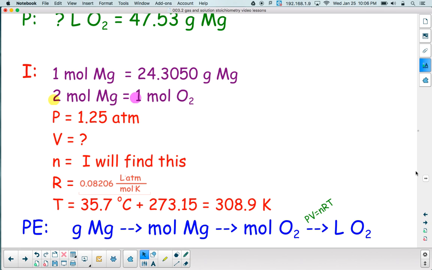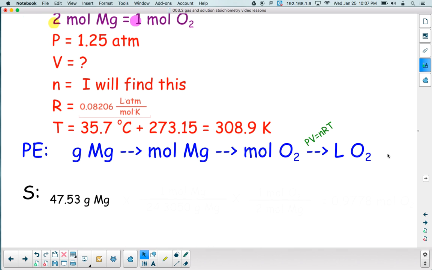Once we get that far, we're going to use PV equals nRT to find out how many liters of oxygen that will be. We know the pressure. We're looking for the volume. The number of moles I don't have yet, but I will have when I make it to the moles of oxygen part of my plan. Our ideal gas constant always stays the same. And we take our Celsius temperature and convert that to Kelvin.